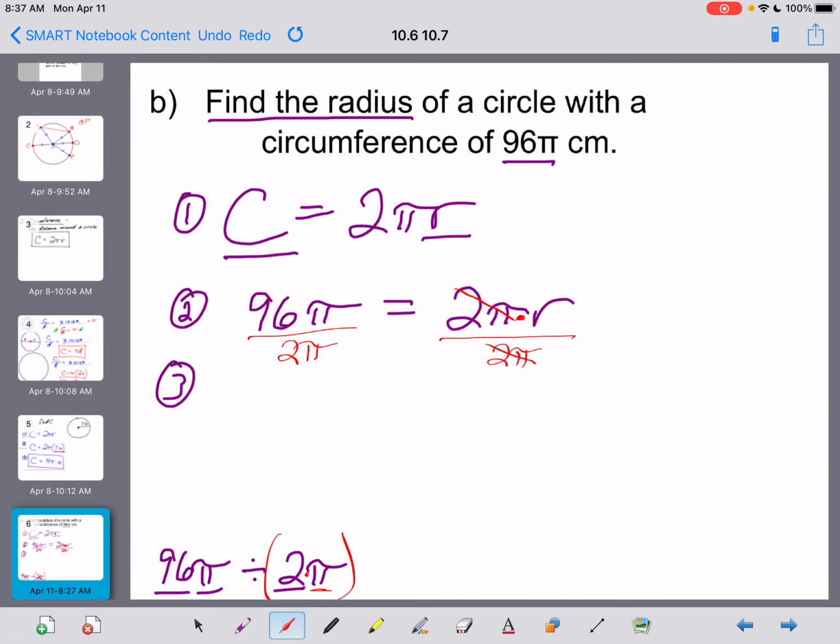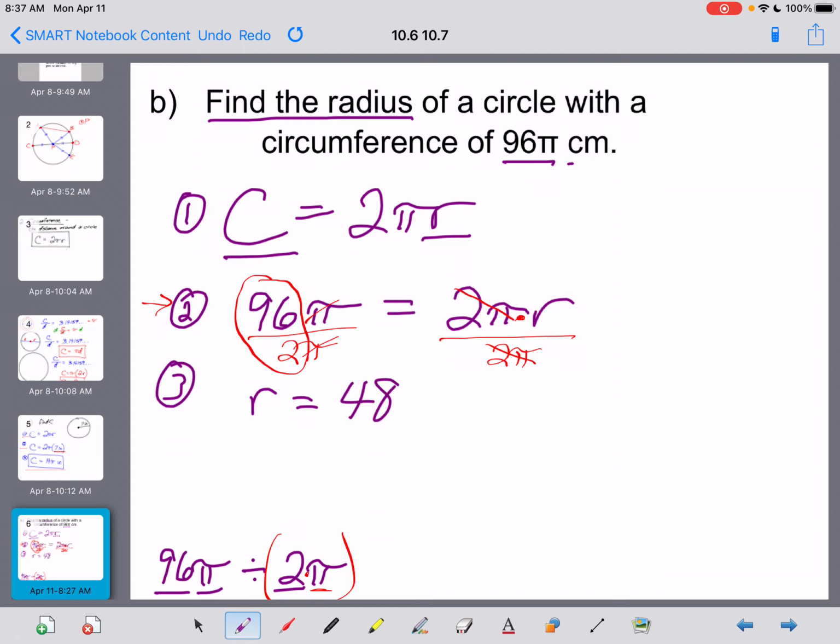The other quick thing is to not even worry about the calculator here, and realize, as I go back up to step number 2, that this pi on the top and this pi on the bottom are identical factors. They simply cancel each other out. So now all you really need to be typing into your calculator is 96 divided by 2. And so we're going to end up with a radius here of 48.